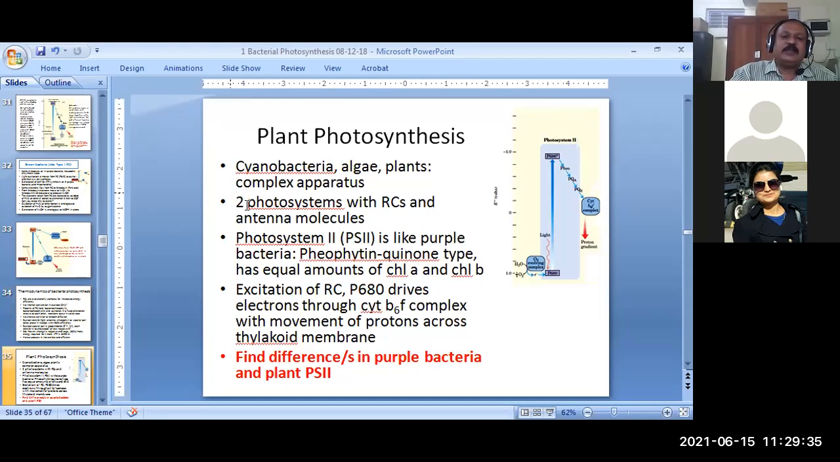In all these organisms, we have 2 photosystems, and each photosystem has its own reaction center. So photosystem 1 will have a different reaction center, and photosystem 2 also will have a different reaction center. Photosystem 2 is like the purple bacteria, as we have already seen. It is essentially a pheophytin-quinone type of reaction system, and it has equal amounts of chlorophyll A molecules and chlorophyll B molecules, right?